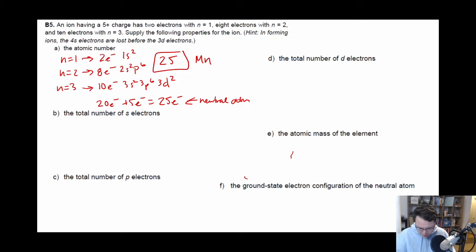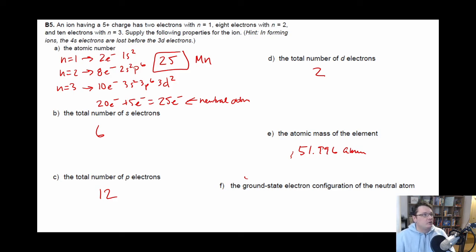But now, to answer B, the number of s electrons, all we have to do is simply add them up. There's 6 of them, because we have the 1s2, 2s2, 3s2. In the case of the number of p electrons, we have the 2p6 and the 3p6, so that's a total of 12 electrons. And then the total number of d electrons, we only have the 3d2, so that's only 2 electrons. Atomic mass of the element, you just have to look that up, that should be on your periodic table. So that's 51.996 atomic mass units.